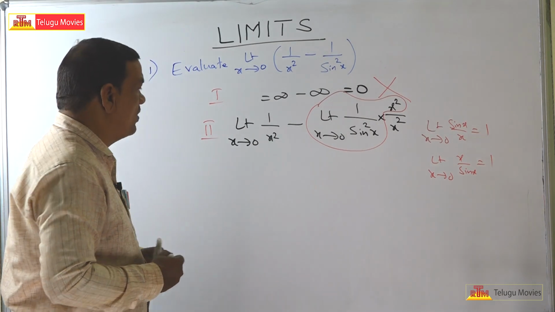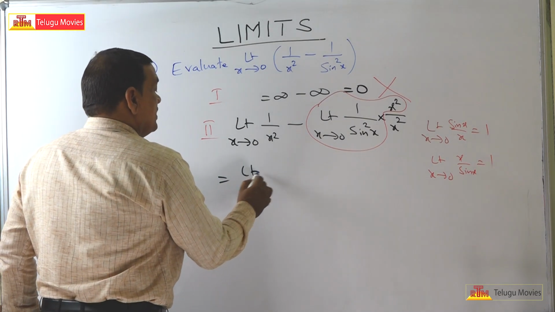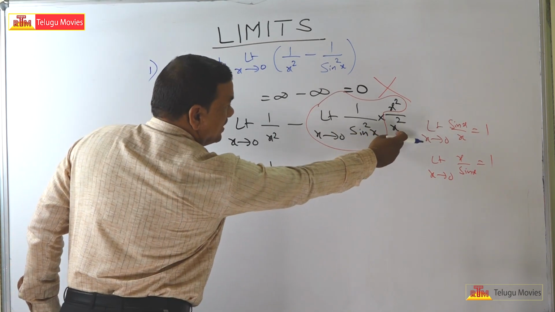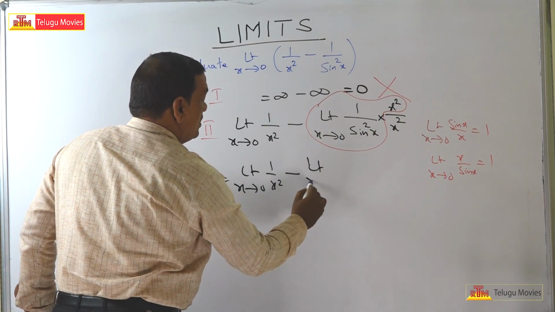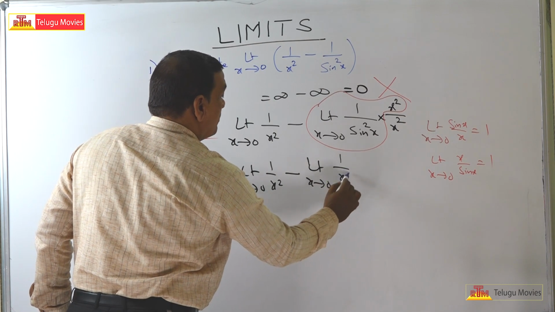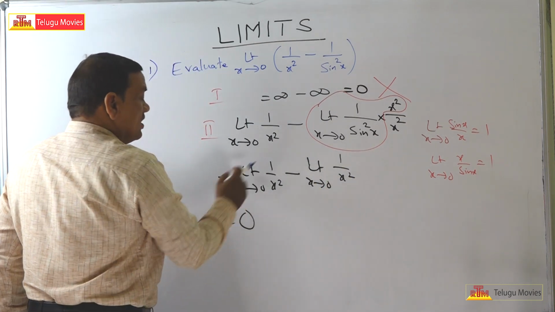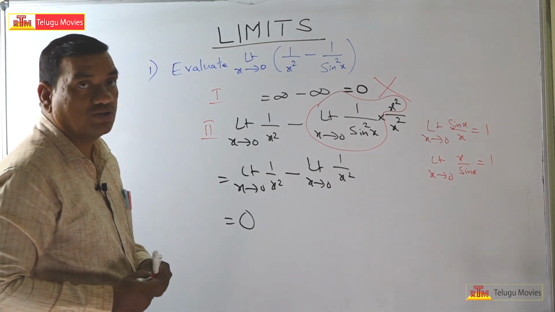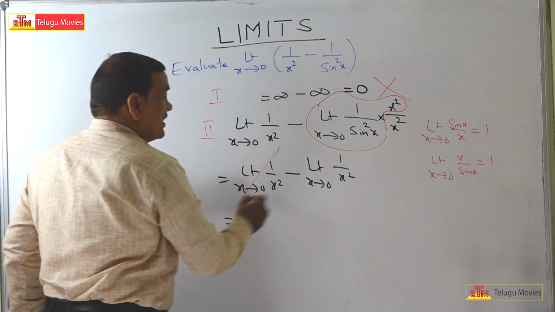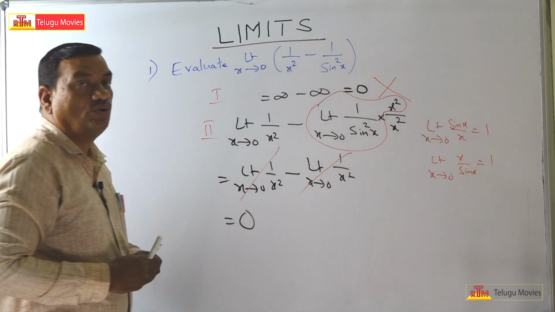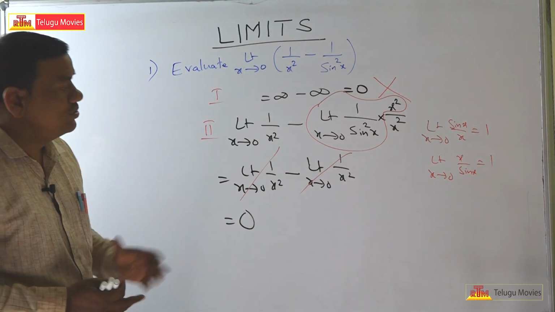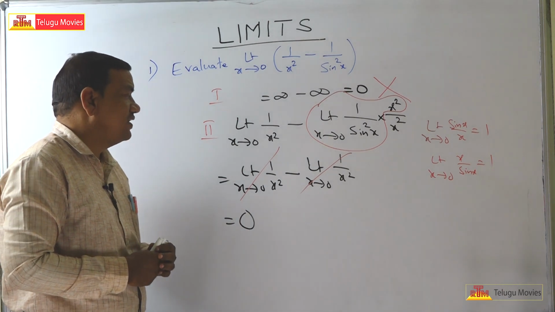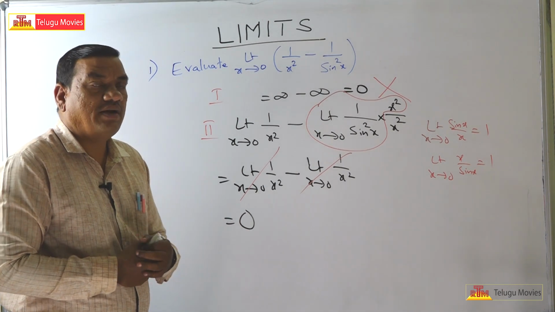Therefore, your problem will become limit x tends to 0 of 1 by x square minus, you have to apply the limit here also, limit x tends to 0 of 1 by x square. Both are the same, therefore we can cancel and get 0. So logically this also appears to be correct.